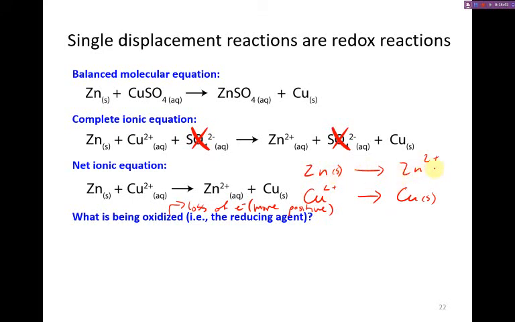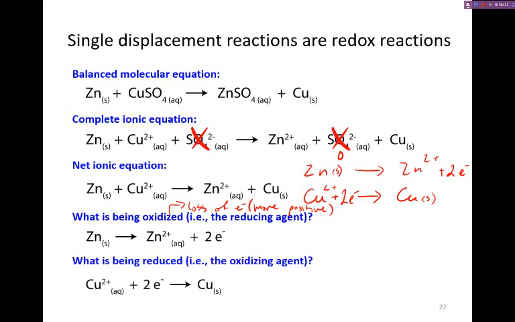And another way to look at this is to think, how would I be able to balance out this equation? Because I have 0 charge on the left and plus 2 on the right, so I need to add 2 negative electrons on the right to balance out the charge. Copper, in order to balance the charge here, we need to add in 2 electrons as well. And so we can write these as our separate half reactions, where the zinc metal is being oxidized and the copper ions are being reduced. And what we see is that if we were to add these back together, the electrons would cancel out and we're left simply with our net ionic equation.